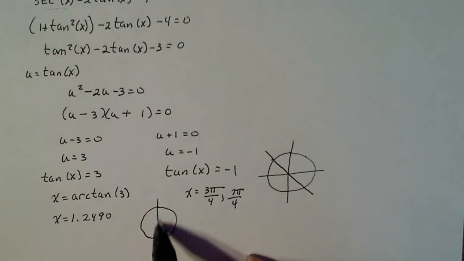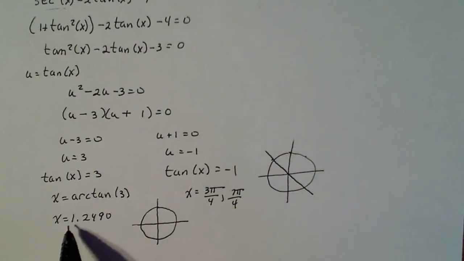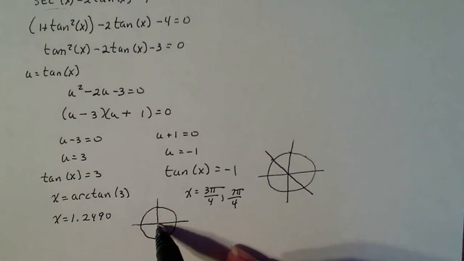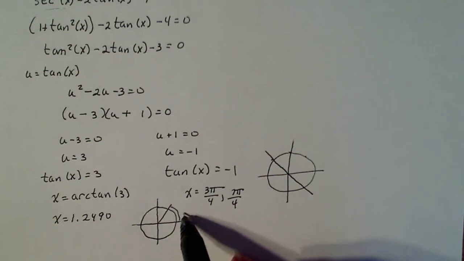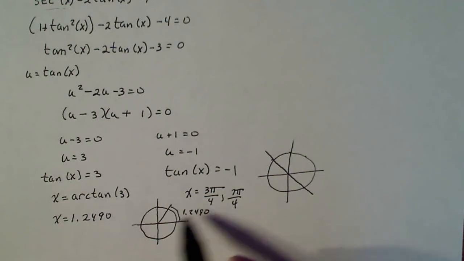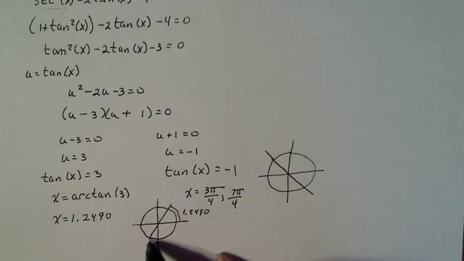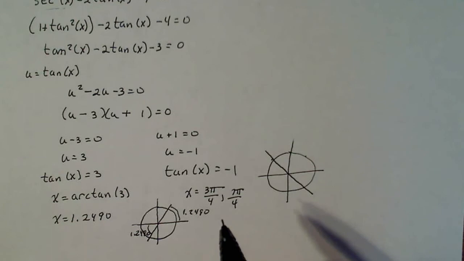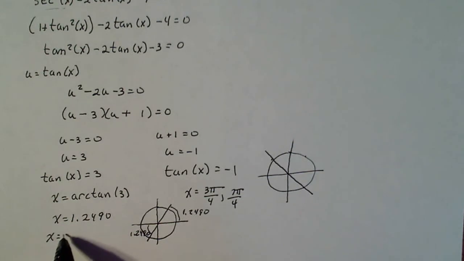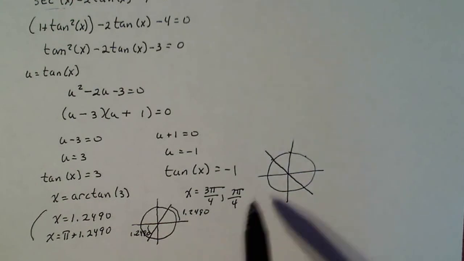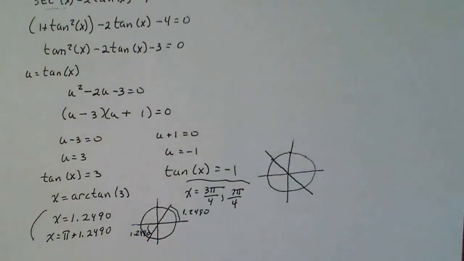So if I think about my unit circle, I know that the arctan of 3, 1.2490, is going to be in quadrant 1. And the other quadrant where tangent is positive is quadrant 3. So 1.2490 as a reference angle means my other angle is going to be pi plus 1.2490. And so then I have 4 angles, 1, 2, 3, 4, that solve my equation on the interval from 0 to 2 pi.